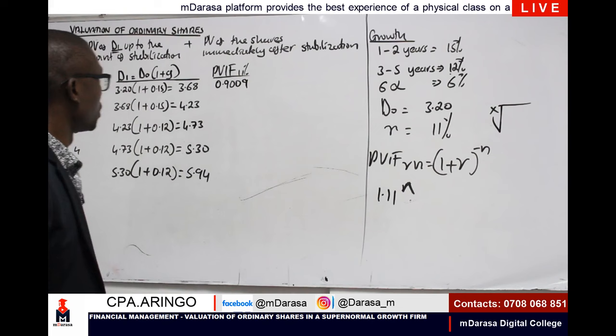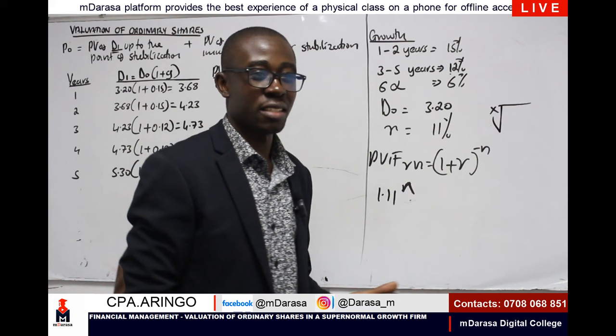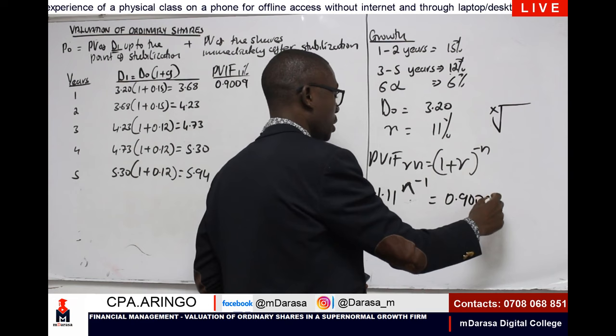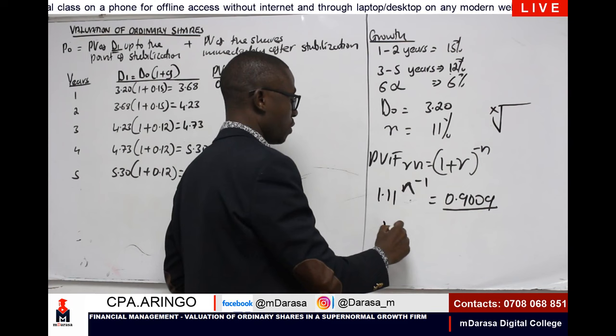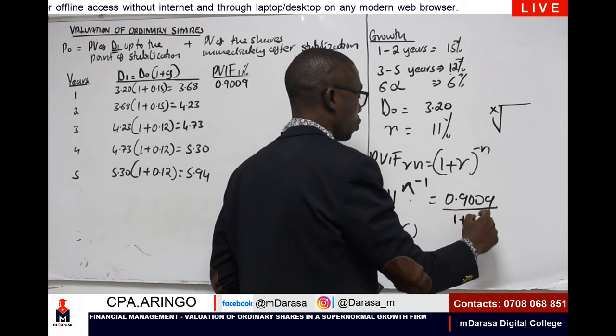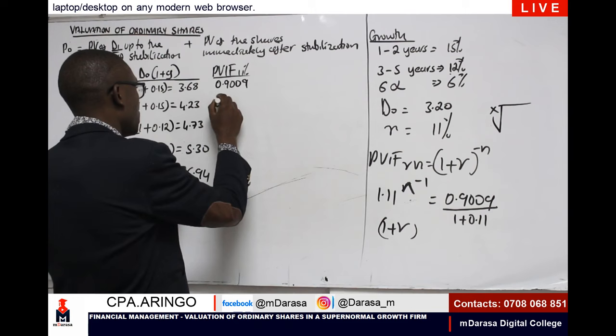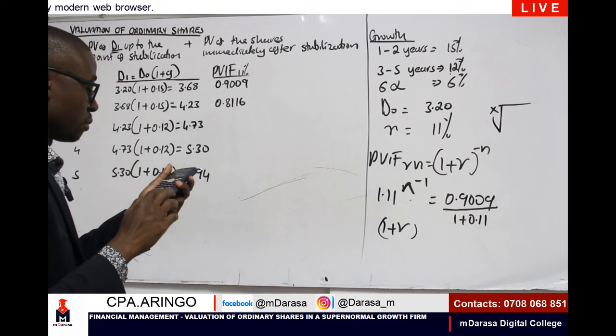To determine for the next year, I give you the shortcut. Instead of repeating the formula, after you have determined this negative 1 and your solution here, which is 0.9009, all you need to do is divide this one by 1 plus r. Here 1 plus r is 1 plus 0.11, which gives us 1.11. So I divide by 1.11 to give us, for the next period, 0.8116.